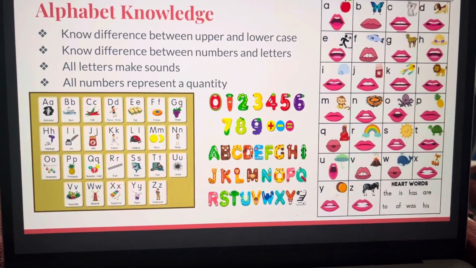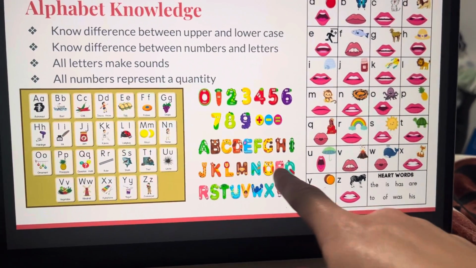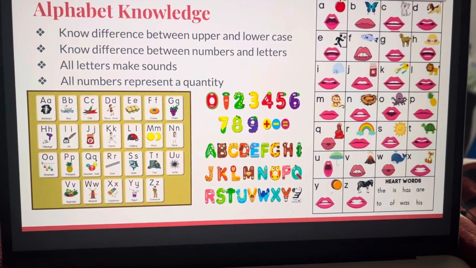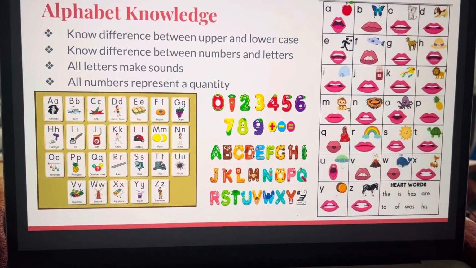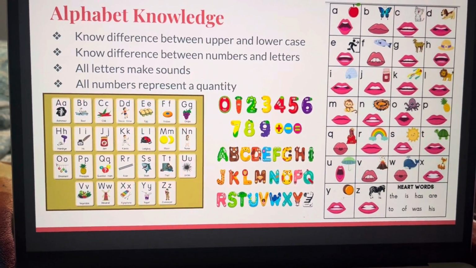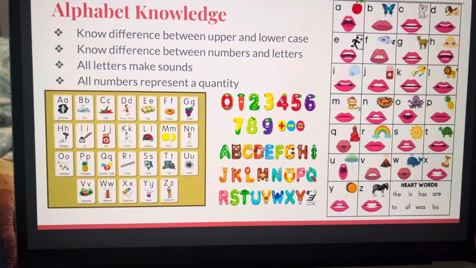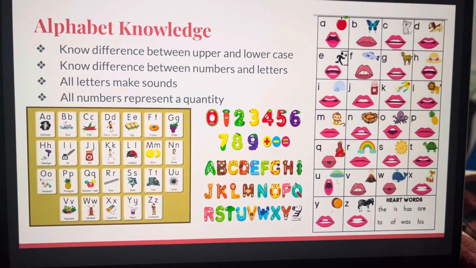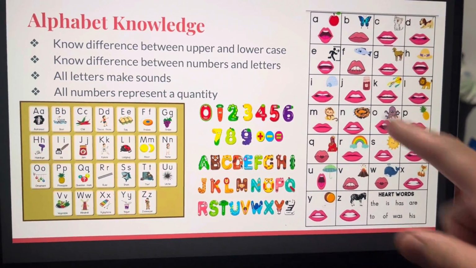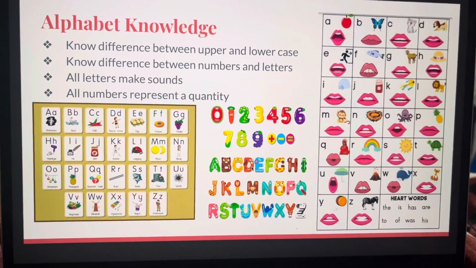And here it shows all uppercase letters, and each letter is made into an animal that starts with that letter. For an example, A is alligator, but up here, A is apple.